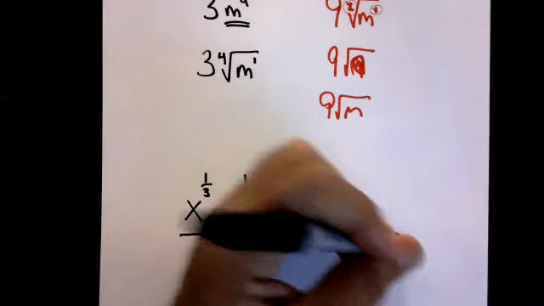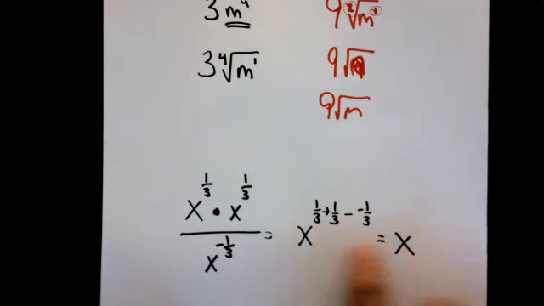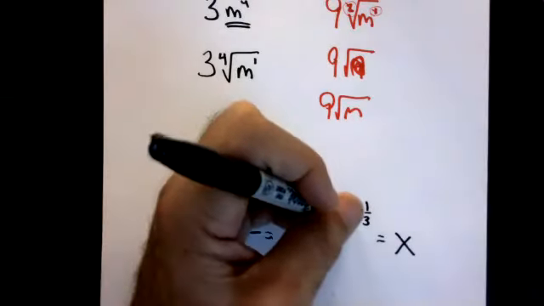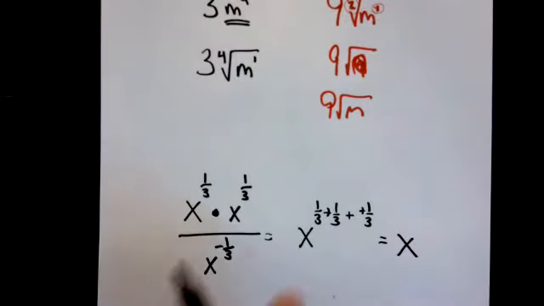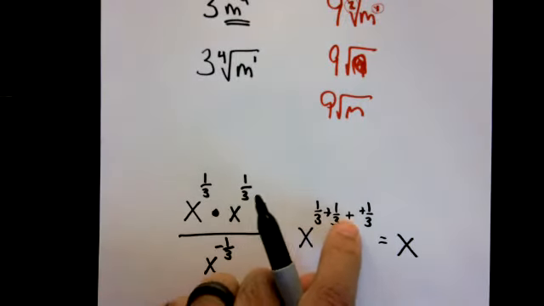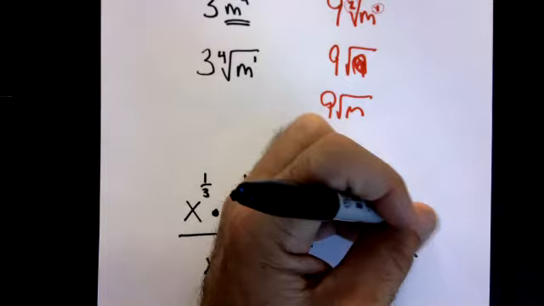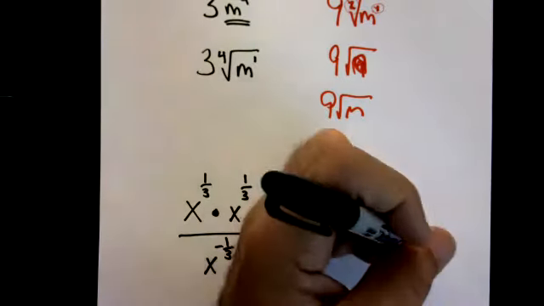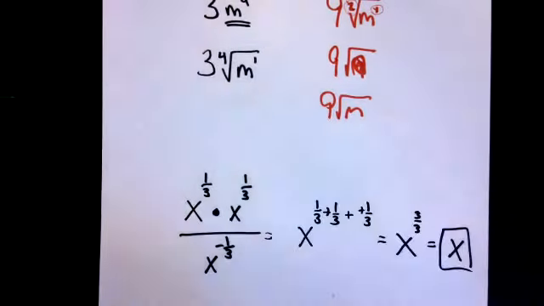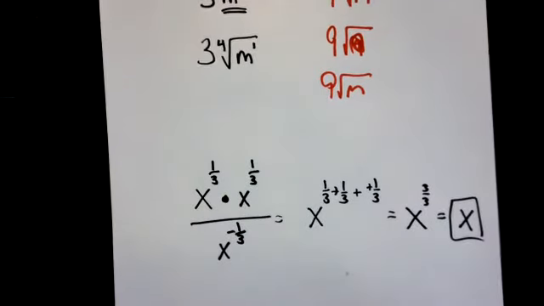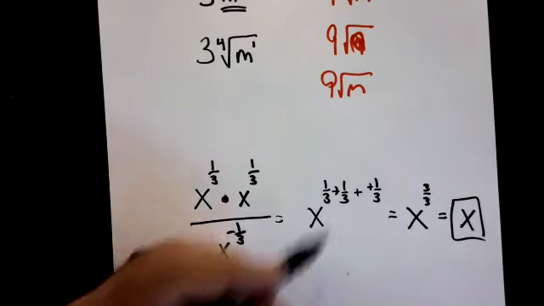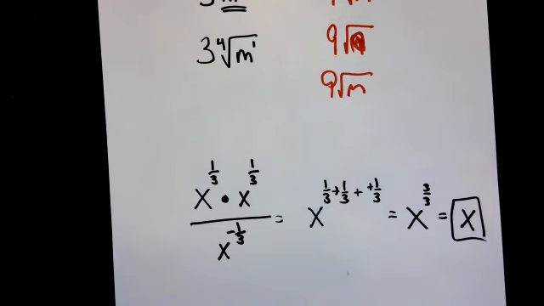So we can simply write this as x to the whatever that is. If I take 1/3 plus 1/3 minus a negative 1/3, which remember, subtracting a negative is adding, so 1/3 plus 1/3 is 2/3, plus another 1/3 is 3/3, and 3/3 is just 1. So they're going to ask you to simplify using your properties of exponents. You need to make sure you remember how to do that.